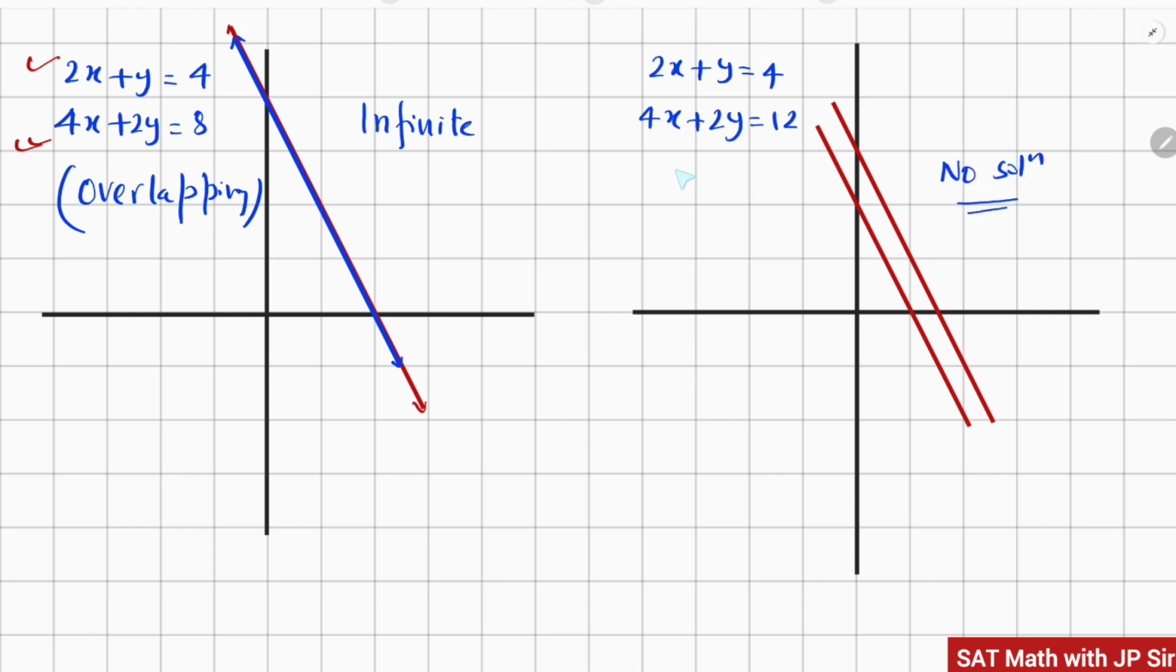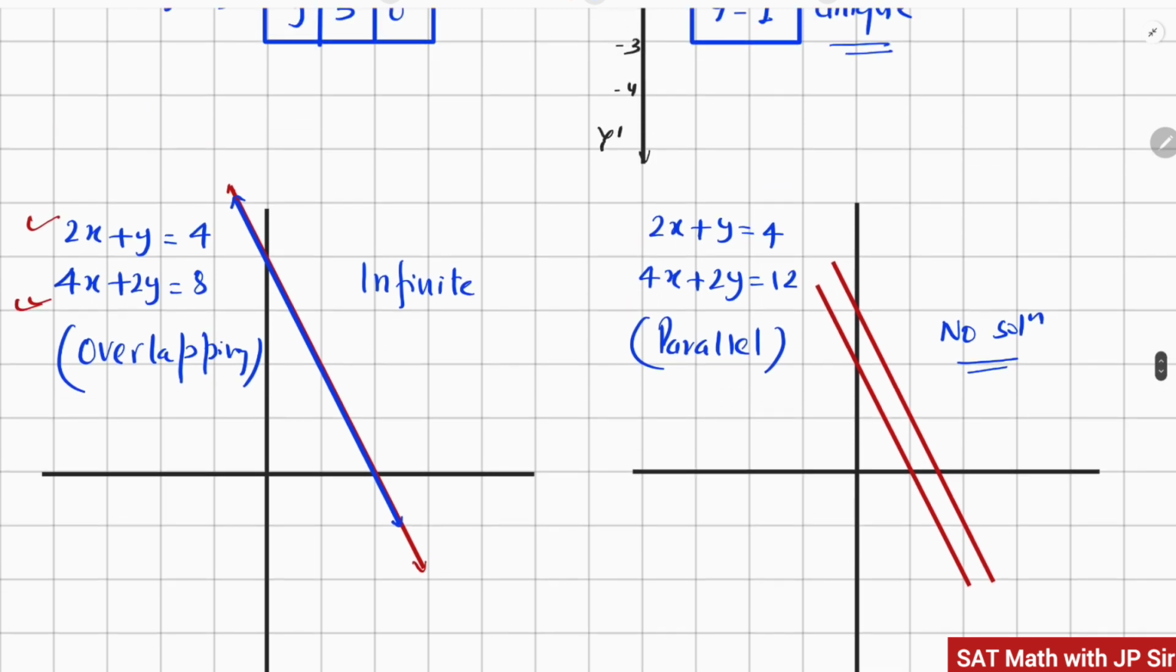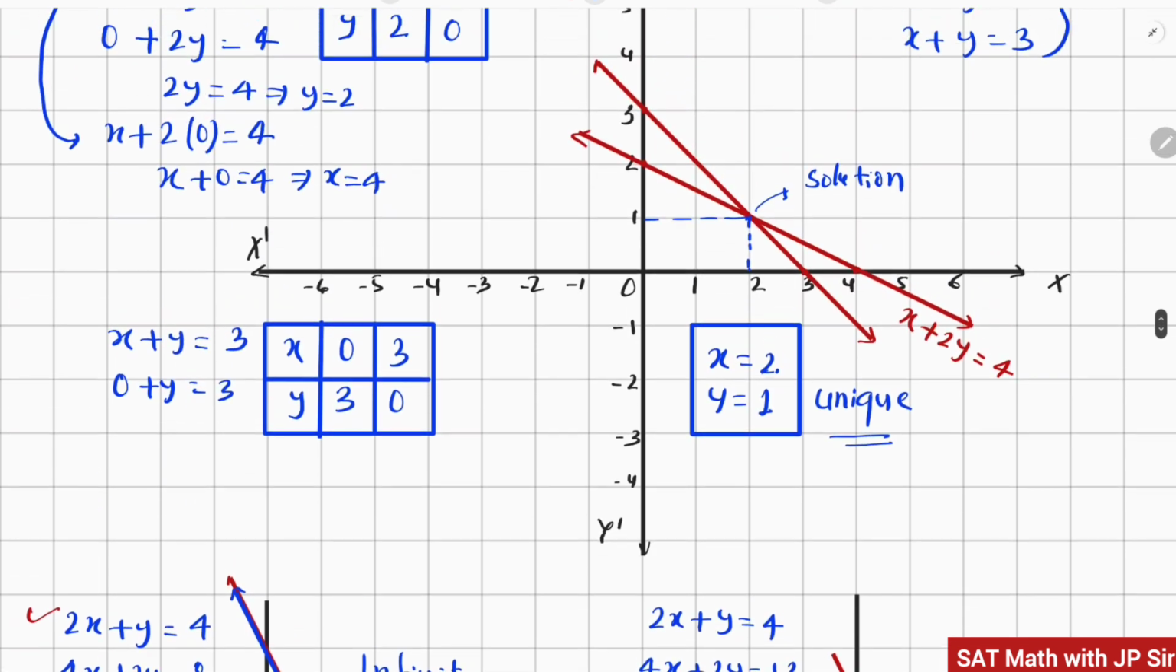And such pairs of equations are parallel. I mean, if we draw these lines, we are getting parallel lines, and when lines are parallel, the system of equations has no solution. Got it? So this is how we solve the pair of equations graphically.